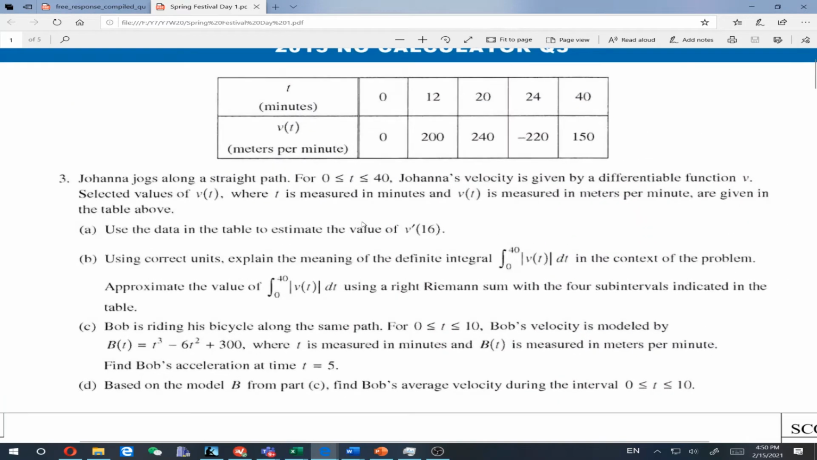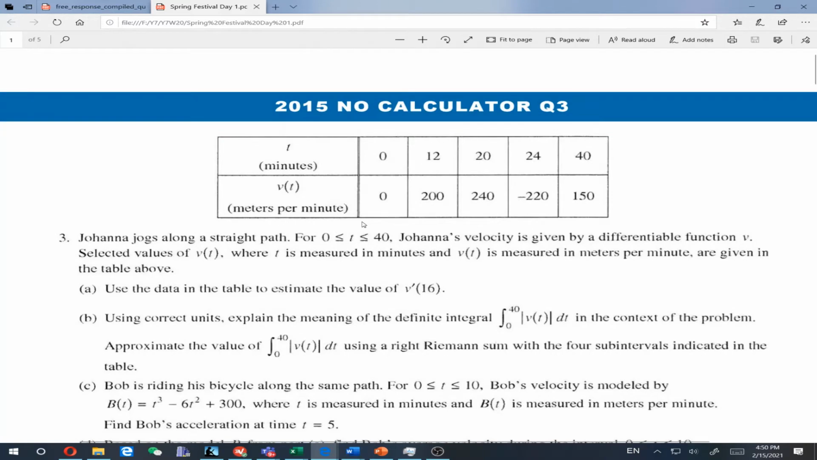Alright, so here I've got Joanna jogging along a straight path for the first 40 minutes. Her velocity is given by a differentiable function v. We have selected values of v given in the table above. t is measured in minutes, v(t) is measured in meters per minute. The first thing they want us to do is to use the data in the table to estimate the value of v prime of 16. I believe we've got Kyle first. So Kyle, how would you estimate the value of v prime at 16?